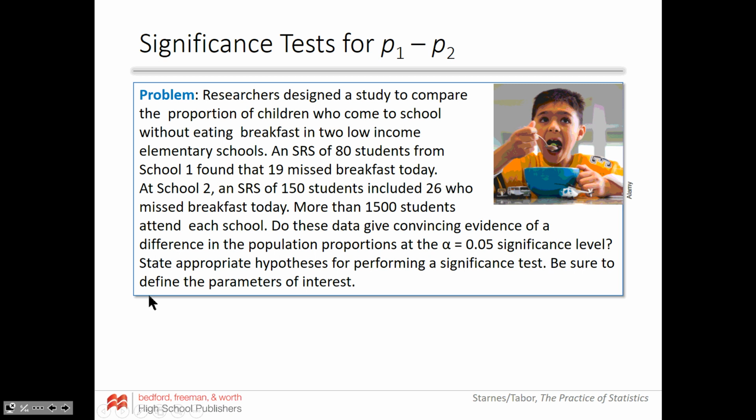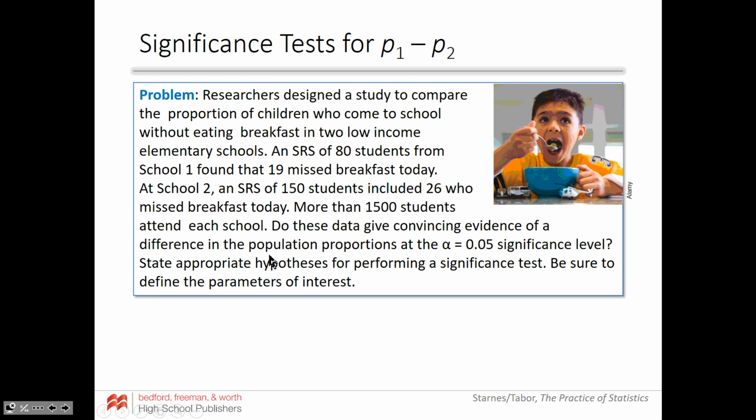So let's look at this quick example. Researchers designed a study to compare the proportion of children who come to school without eating breakfast in two low-income elementary schools. An SRS of 80 students from school 1 found that 19 missed breakfast today. At school 2, another SRS of 150 students had 26 who missed breakfast today. More than 1,500 students attend each school. Do these data give convincing evidence of a difference in the population proportions at the alpha equals 0.05 significance level?